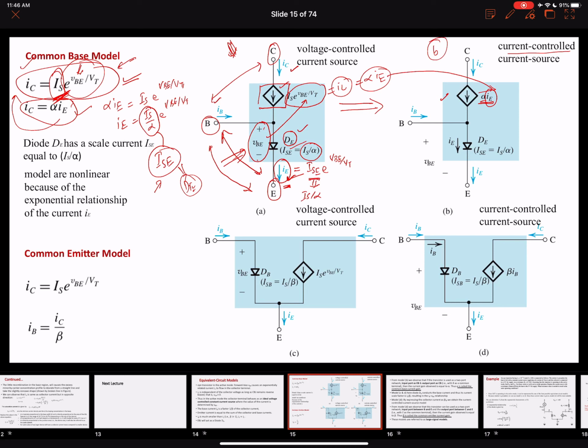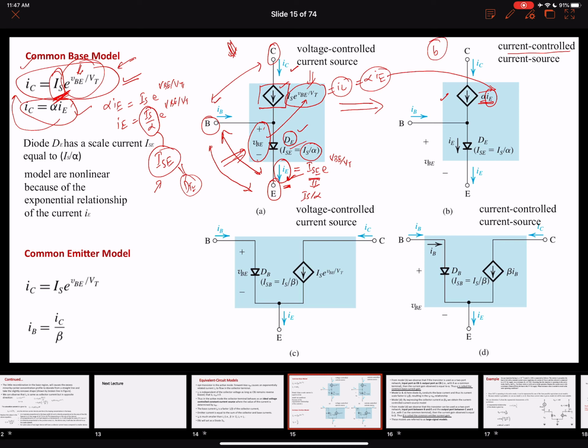Now our collector terminal of the transistor is being modeled as a constant current controlled by the current as well. So it's a current controlled current source. Okay, so these two models are very similar. We just ended up replacing this voltage value over here with alpha times IE.